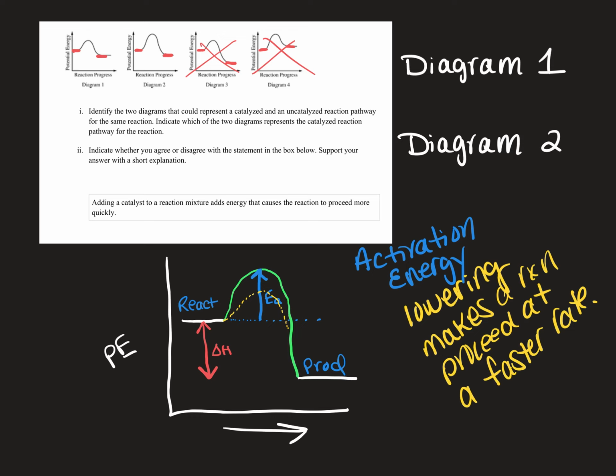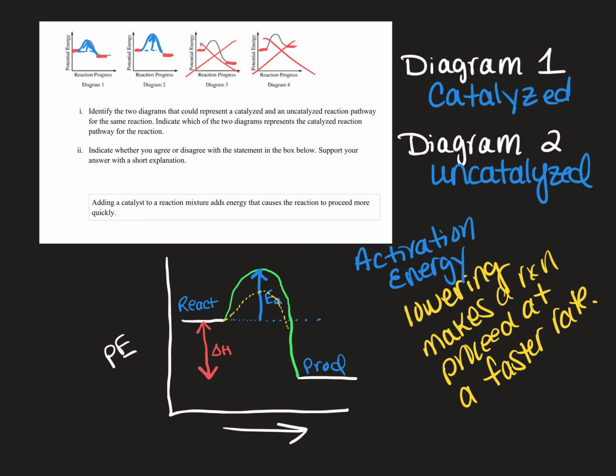So now what we would want to do is compare what I like to call the hump of the camel. So the activation energy. This activation energy is greater than this one. So diagram 1 would be the catalyzed reaction, and diagram 2 would be the uncatalyzed reaction.